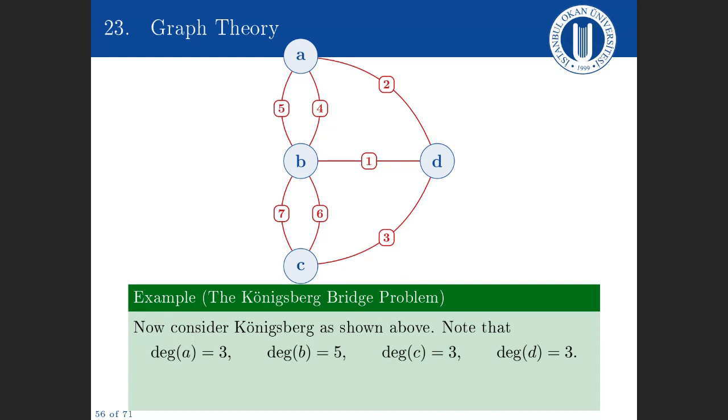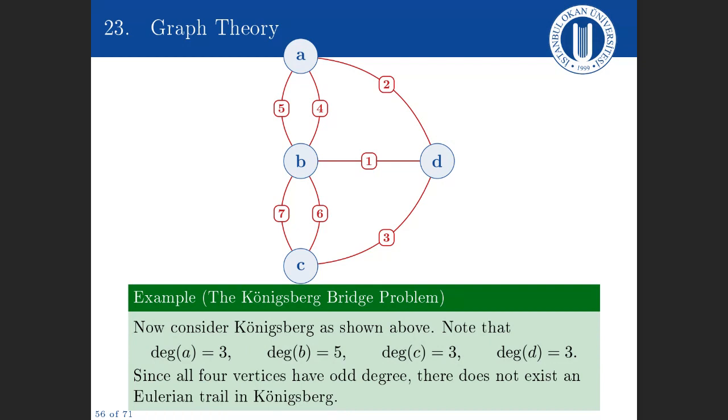Okay, so the degree of A is 3, the degree of B is 5, the degree of C is 3, and the degree of D is 3. There's 4 vertices of odd degree. So what does that tell us? So the theorem says there can only exist an Eulerian trail if the number of vertices of odd degree is either 0 or 2. But now we have 4 vertices of odd degree, so that means there does not exist an Eulerian trail in Königsberg.